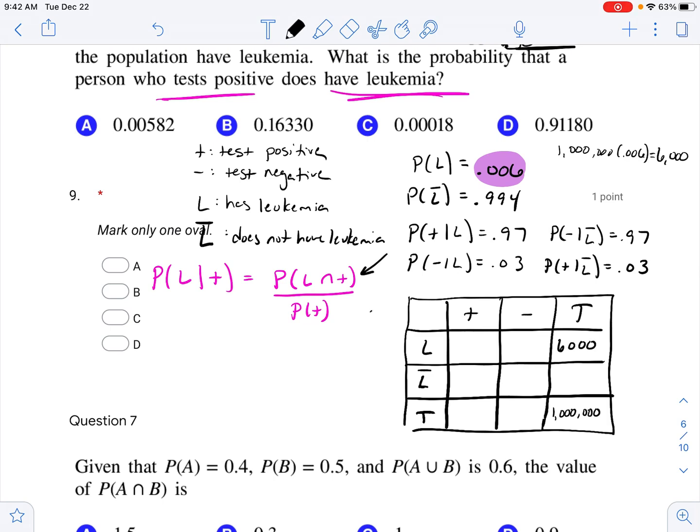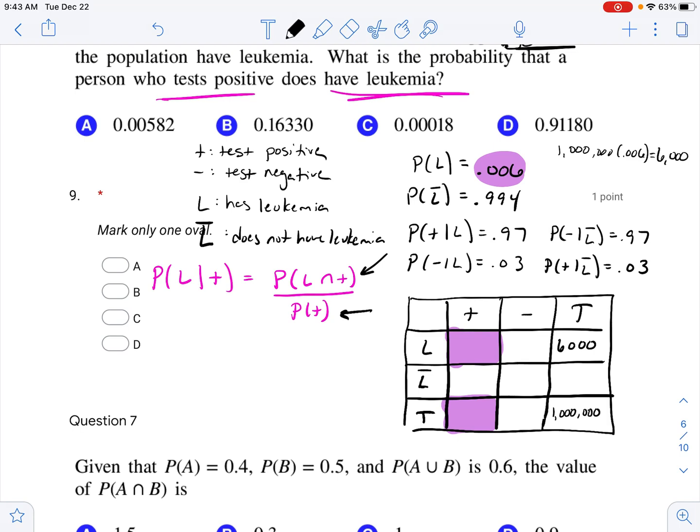Now, keep in mind what we're looking for. That's this divided by that, the probability of L and plus. I'm basically going to be looking for the number of people who have leukemia and tested positive. I want this number right here, divided by the total number of people who tested positive. Here's the total number of people who tested positive. So I want those numbers, I'll divide them, and then I'll get my answer. So let's check this out. We've got to work to get those numbers.